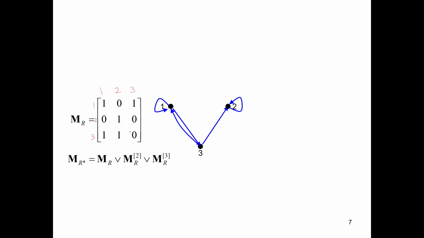If we label these as 1, 2, and 3, there is a self loop on 1, there is a self loop on 2, there is an edge from 1 to 3, there is an edge from 3 to 1, and there is an edge from 3 to 2, right? So this is how the digraph of this relation looks. And if we continue, now this is the final thing to be calculated.